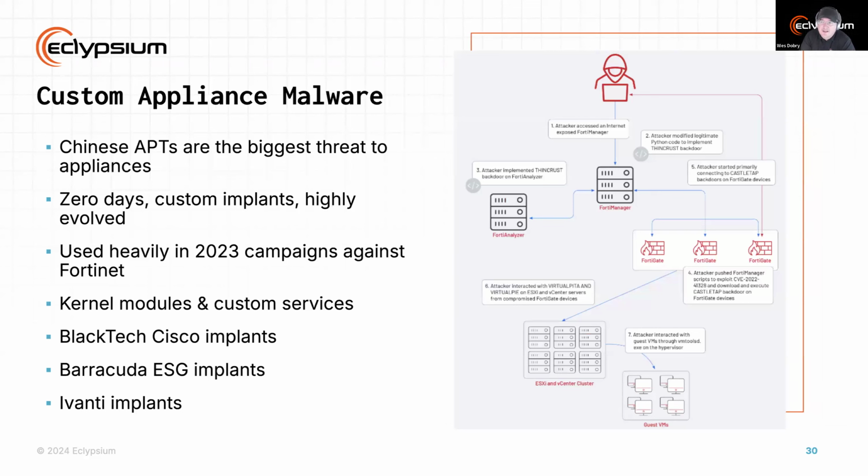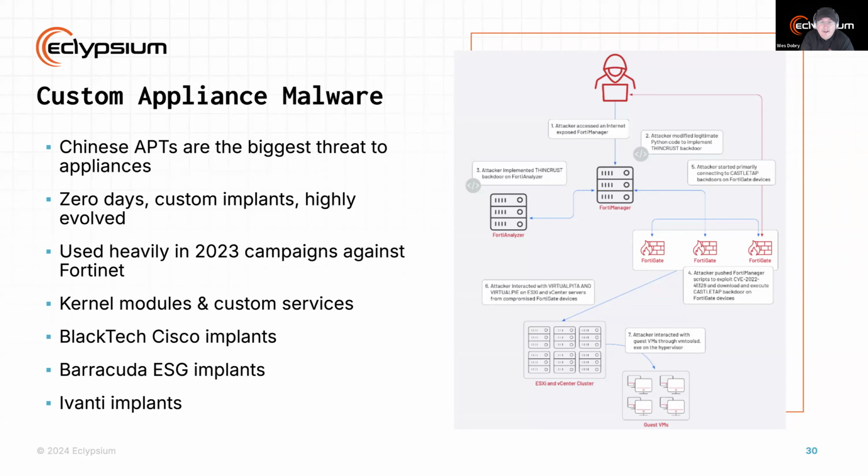Now, we also see custom appliance malware being used out there as well. This is largely used by Chinese APTs, where they're generally using 0 days to get in. They're using custom implants, and they're very highly evolved and focused towards these specific devices that they're attacking. We saw this heavily utilized in 2023 campaigns against Fortinet, where they were using things like kernel modules and custom services. We also see these types of custom malware used in other advanced threat actors like BlackTech, which targets Cisco devices and implants directly into the firmware or the iOS on those specific Cisco appliances.